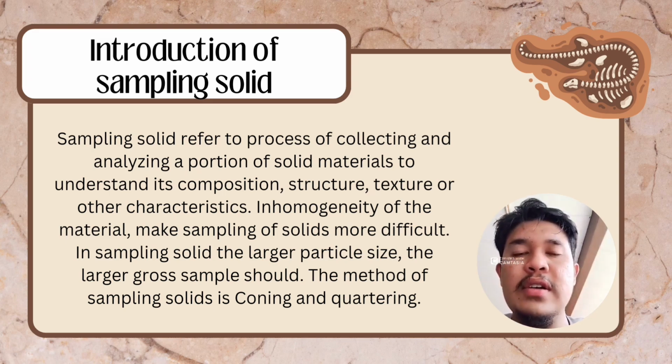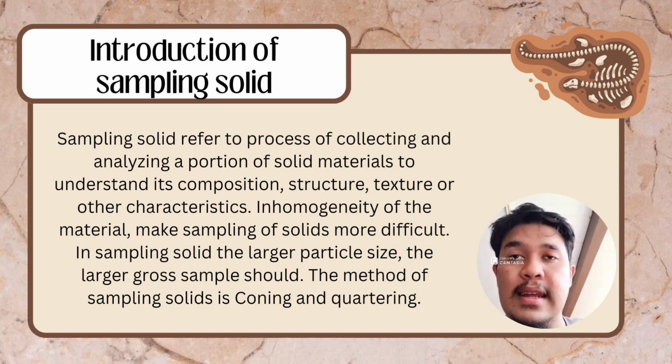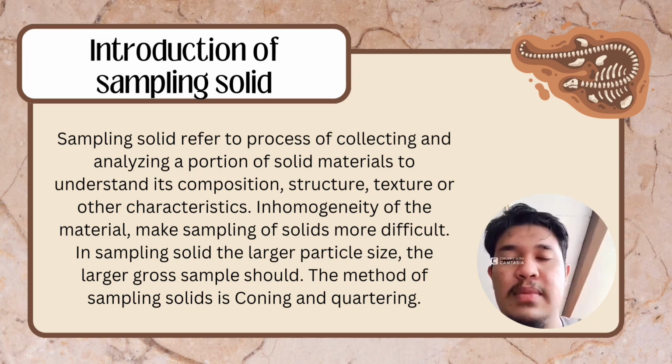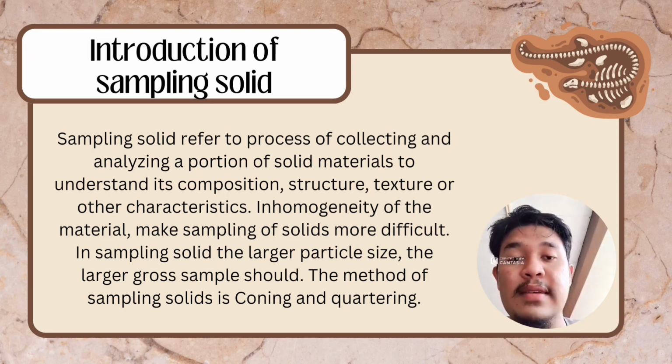For soil sampling, analyzing a portion of solid materials to understand its composition, structure, texture, or other characteristics involves several challenges, especially due to the inhomogeneity of the material. This inhomogeneity makes sampling solids more difficult compared to more uniform materials. When sampling solids, the larger the size, the larger the gross sample should be to ensure representativeness.